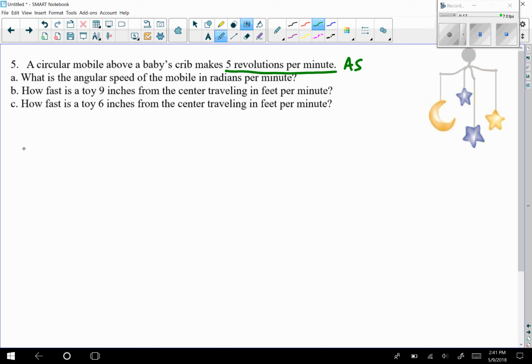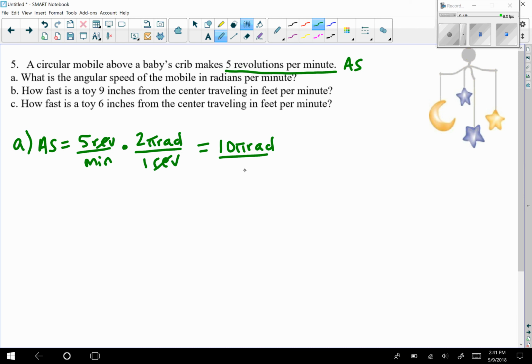So for this one, we just need to make a conversion. So angular speed is equal to 5 revolutions per minute times, we know we have 2 pi radians per 1 revolution. So these are going to cancel out to give us 10 pi radians per minute. So that would be the angular speed.